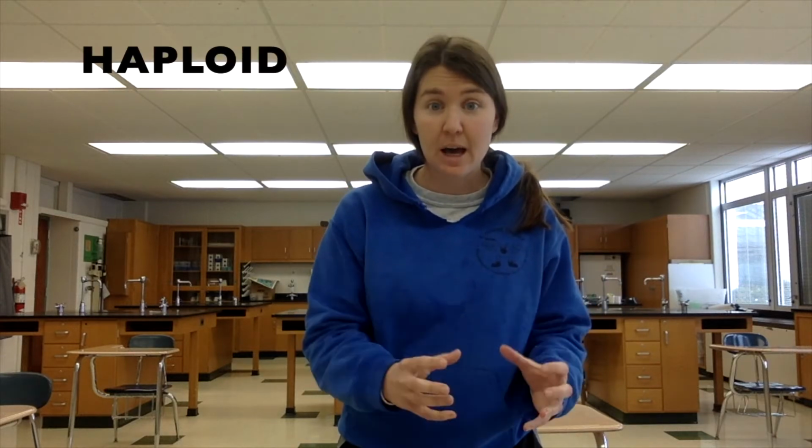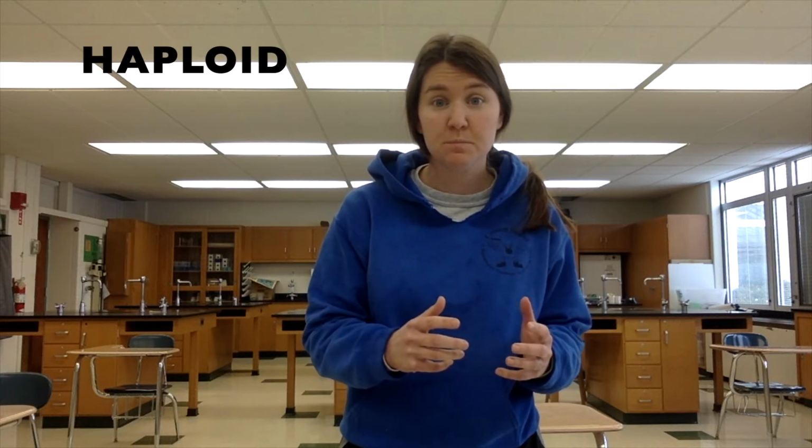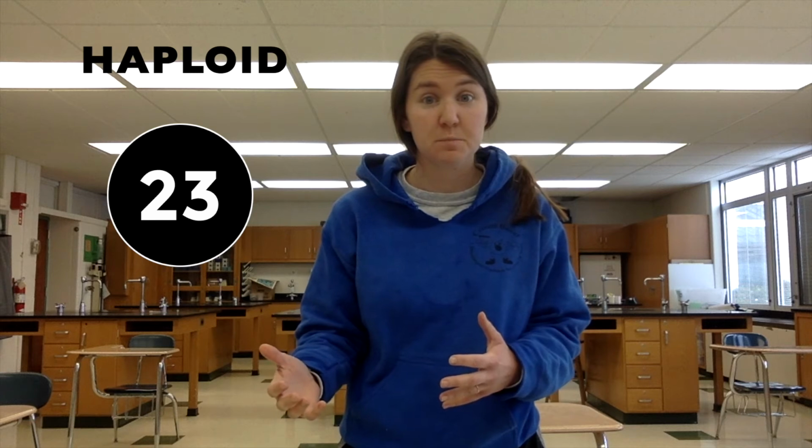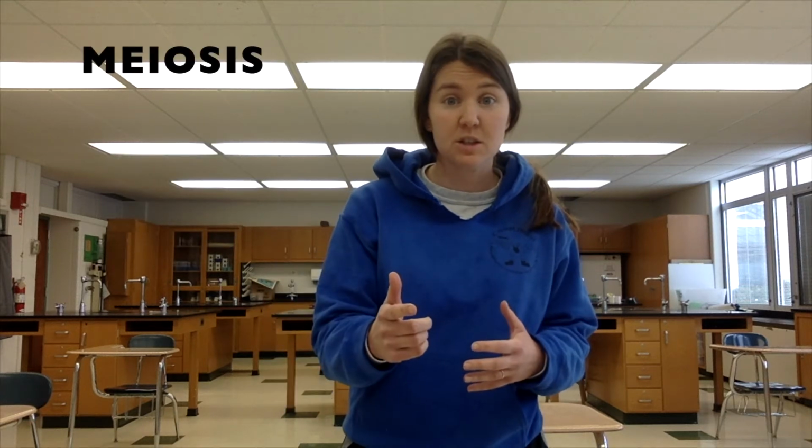And we talked about last week how those egg and sperm cells are haploid. Now, haploid meaning they only have a single set of chromosomes, so they have 23 chromosomes. Now, meiosis, what we're going to learn about is how those haploid gametes are produced.